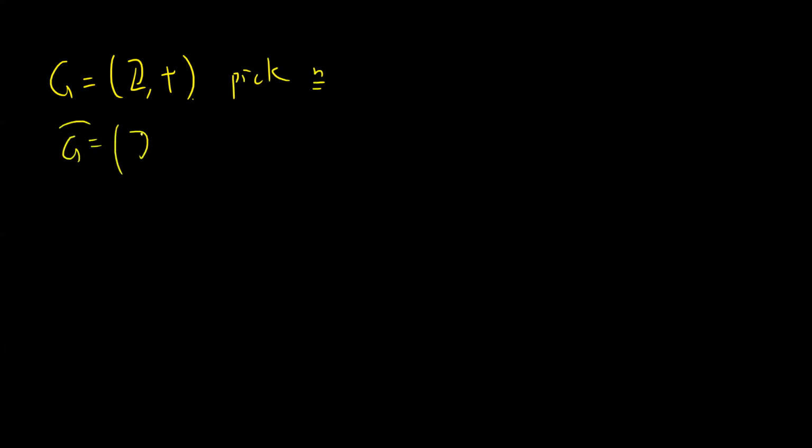There are still a lot of examples. If you have the group G to be the integers under addition, and you pick an integer n, then you can map into G bar, which is Z modulo n Z under addition. So you map any integer x to x mod n. This is also a homomorphism.